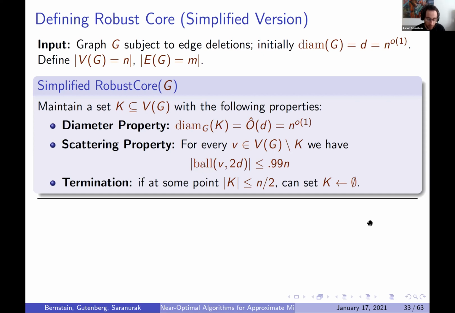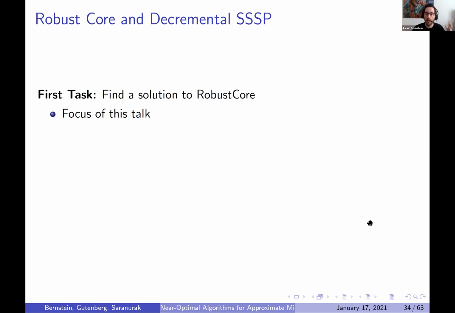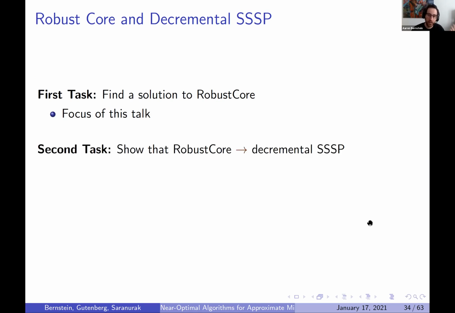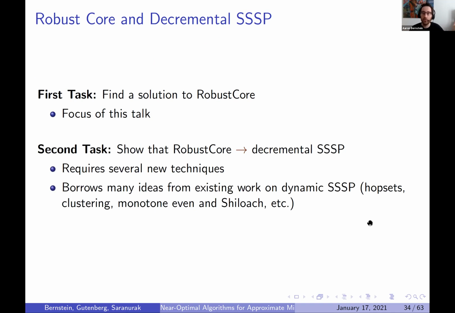Okay, so then our algorithm basically has two parts. And the first is solving this robust core problem, this building block of maintaining a low diameter set. And that's going to be the whole focus of this talk. And then the second part is showing that once you solve it, you can actually solve decremental SSSP. There's a lot of additional work that has to go in here, and we need new techniques, and we also borrow a lot from the existing literature on dynamic shortest paths. But this second part is basically enmeshed into all the existing techniques and modifying them in the right ways. Whereas the first part is where I think the main new ideas are coming in. So that's why I'm really just focusing on this robust core problem.